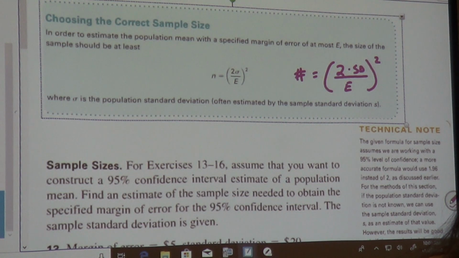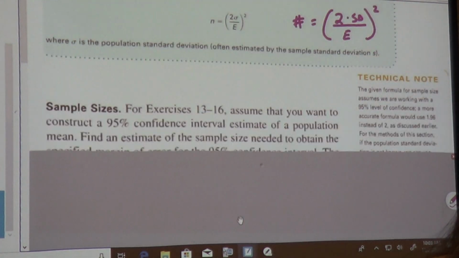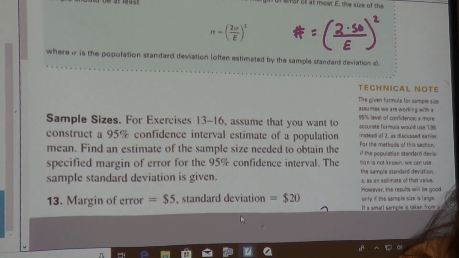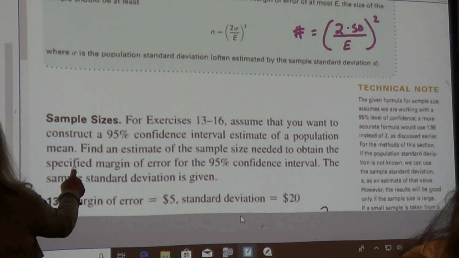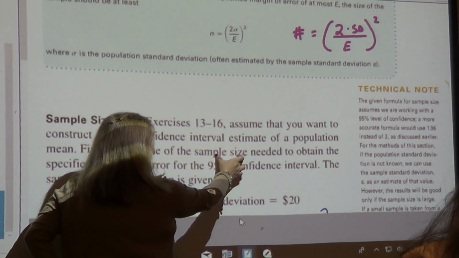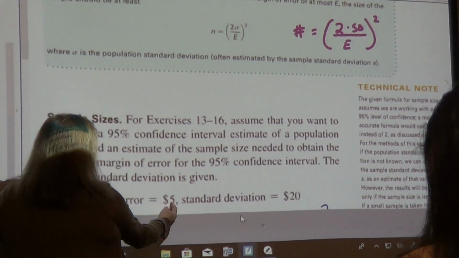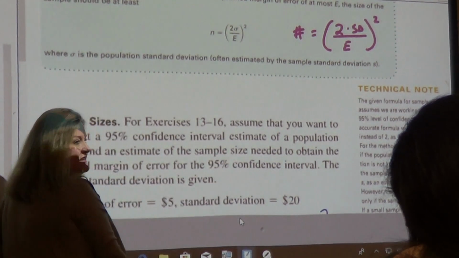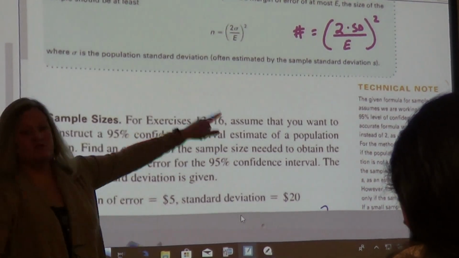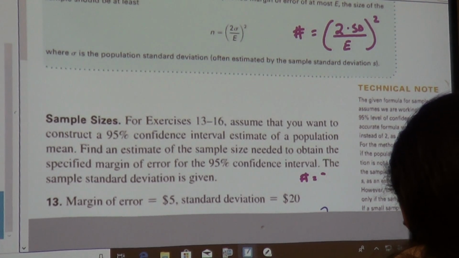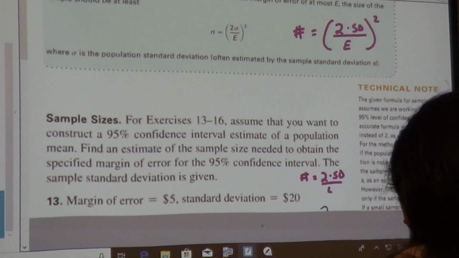So, let me cover up so we can look at this first problem. So it says, find an estimate of the sample size. So it's saying, how many people do I need to ask? If I want to end up with a $5 margin of error and a standard deviation of 20, how many people do I need to ask? So we're going to use that formula. The number of people equals 2 times the standard deviation over the error, squared.